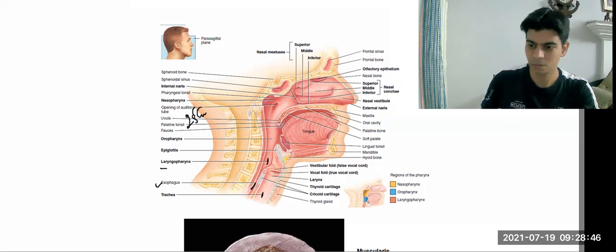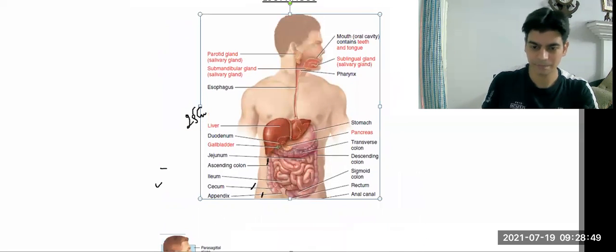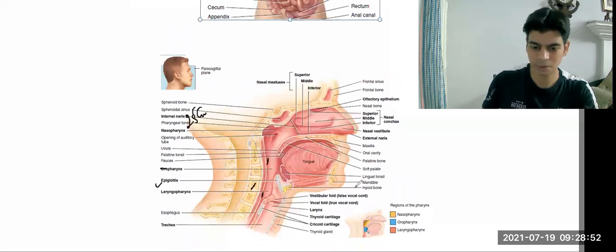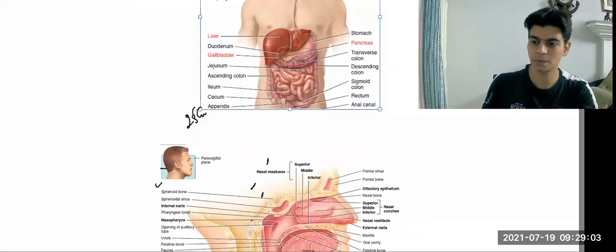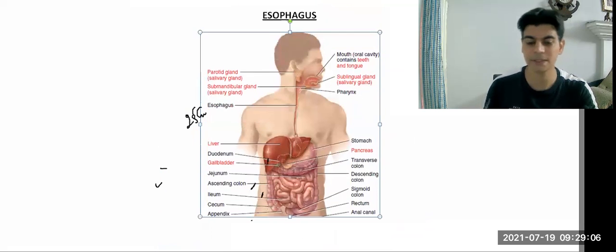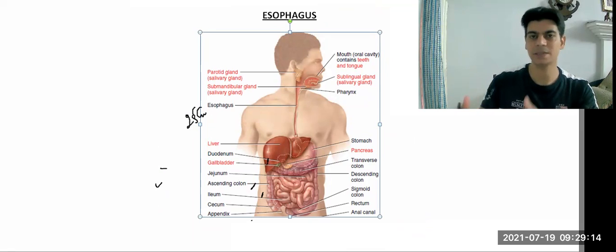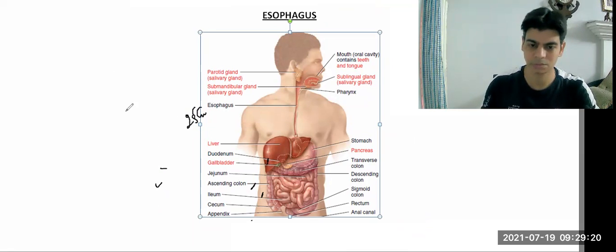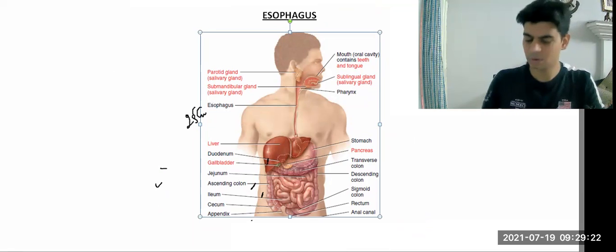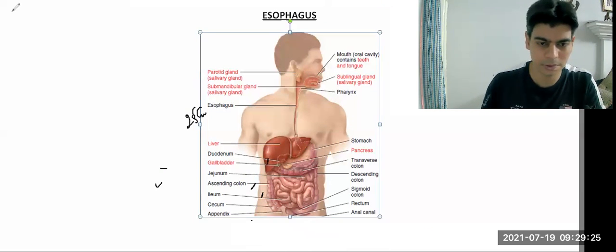Now, if you look at this diagram, it further continues and passes through the mediastinum. What is the mediastinum? The mediastinum is the part of the thoracic cavity that contains the organs of the chest except the lungs. It's basically a space between the lungs. So let's take down some important points.